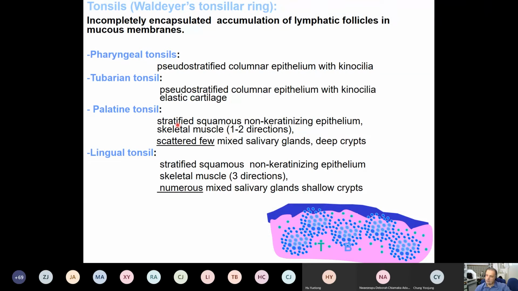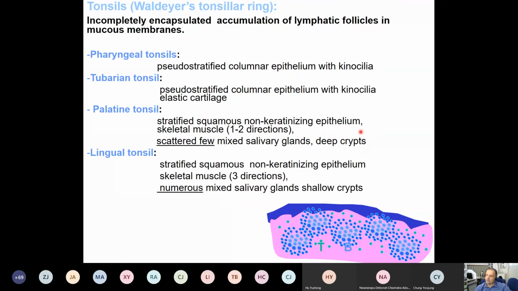And then you turn to study the skeletal muscle tissue, because in the palatine tonsil you have less, 1 or 2 directions maybe of skeletal muscle. In contrast, in the tongue we have 3 directions of skeletal muscle, and therefore based on this feature, which is different, you can distinguish those 2 from each other. Also, you may have a look into the glands, and you will see that only few glands you can find in the palatine tonsil area. In contrast, many glands are found in the root of the tongue, which will help you to distinguish again.